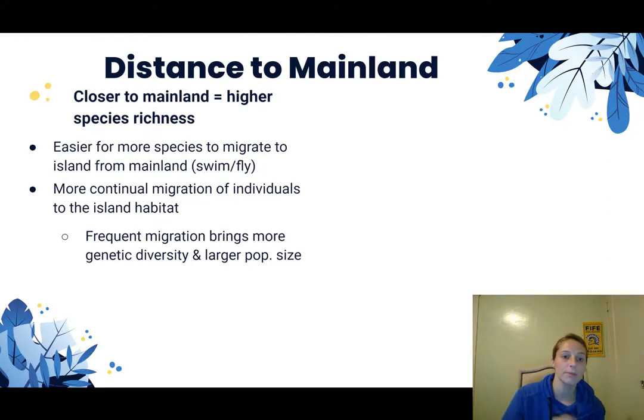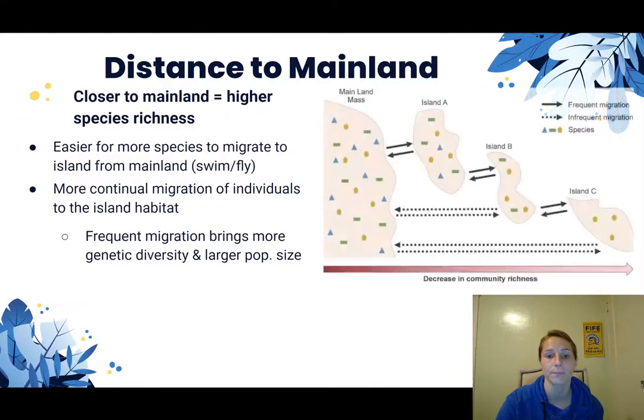You're also, over time, going to get more continual migration of individuals to this island habitat, and more migration is going to bring in more genetic diversity and also just a generally larger population size of those organisms that are moving over.